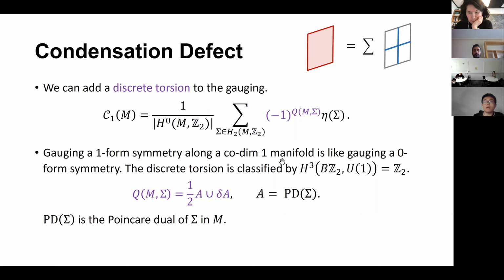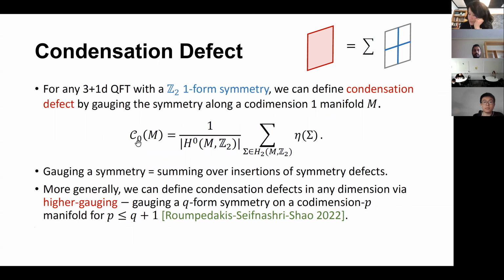One of them is the trivial class, which I discussed before, and the other one is the non-trivial class. And the non-trivial class is characterized by this topological action, which is given by 1/2 A cup delta A. So here A can be thought of as the Poincare dual of the surface sigma on the manifold N. So if we introduce this discrete torsion to a condensation defect, that just means that we want to introduce a phase factor in the sum, and this will modify the sum, and this defines the condensation defect that I denote by C1. So the previous defect I denoted by C0.